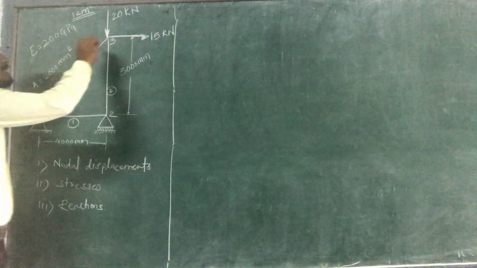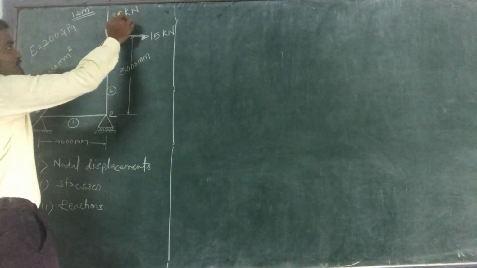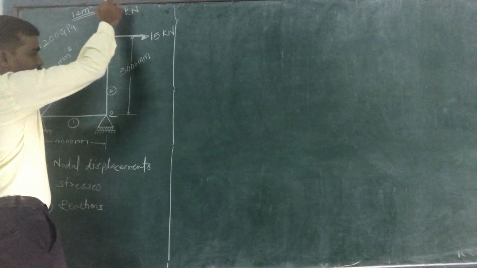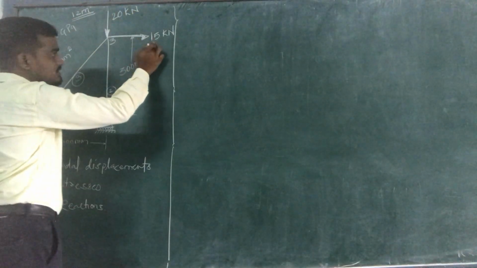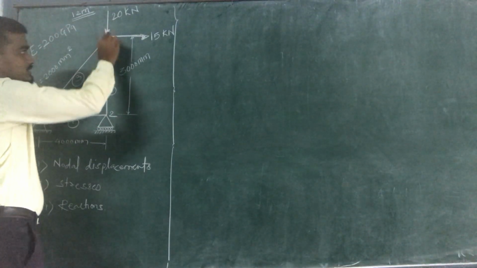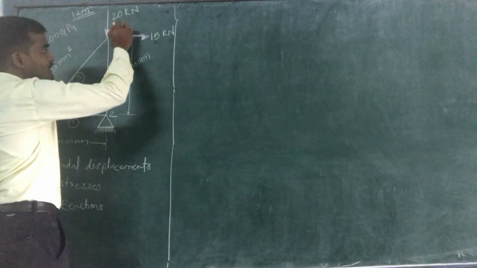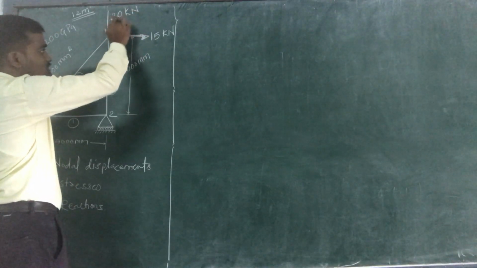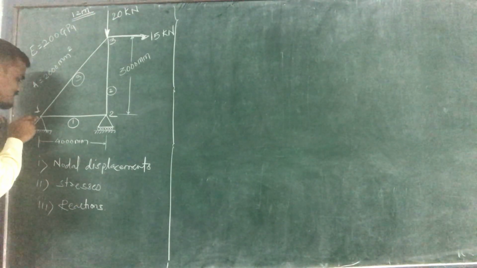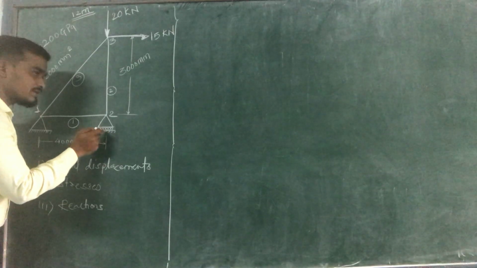Then at the third node, the applied forces are given. This 20 kN is applied in a downward direction, and this horizontal force of 15 kN is applied at node 3. Okay, so a 15 kN horizontal force is given and 20 kN in a downward direction. The vertical force is given at node 3. Then at the first node it is fixed. The second node is also fixed, but there it is a nodal support.